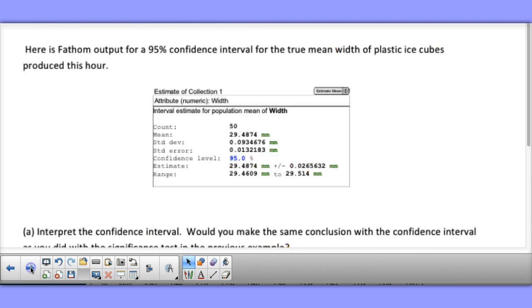So let's take a look at a confidence interval, and here we can see Fathom's created a 95% confidence interval for us. We have our count, our mean, our standard deviation, our standard error, which, if you recall, is the standard deviation divided by the square root of the sample size. Our confidence level is 95%, and notice they give us the estimate in two ways. They give us the estimate as 29.4874 plus or minus our margin of error, and then they actually do the addition and subtraction for us, and so this is our actual interval down here.